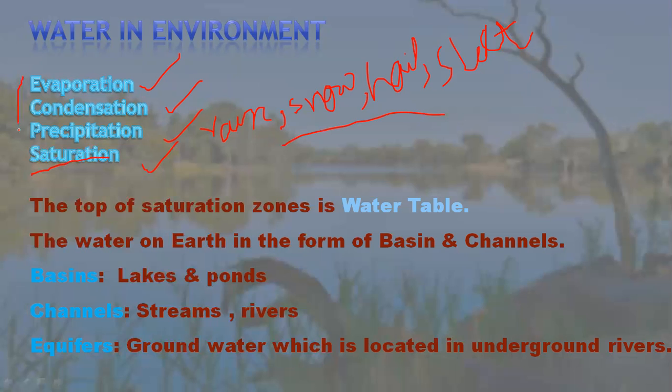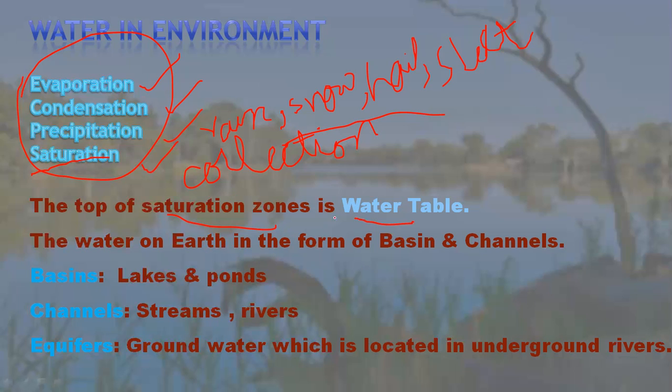So water in the atmosphere circulates in these four steps. Saturation means the collection of water in different reservoirs. The top of the saturation zone is the water table. So the water table is actually the water level under the ground. When the water comes in the form of precipitation, it gets saturated or collected under the ground, and that is called the water table. The water table is actually the proper level of the water under the ground.